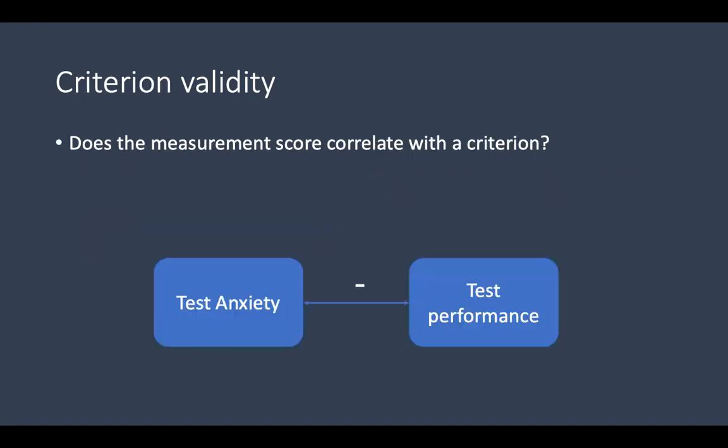But what could be statistically determined is criterion validity, which asks the question, does the measurement score correlate with an existing criterion? As we already know, this is really the gold standard for any kind of measure, because whether a measure is useful or valid is determined by the correlation between the scores and the thing that you want to measure, right? So if you have a test anxiety measure, for example, and you find it to be negatively correlated with test performance, that could indicate that your test anxiety measure is valid.